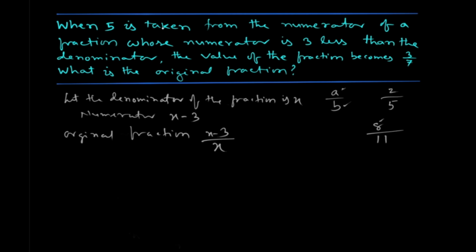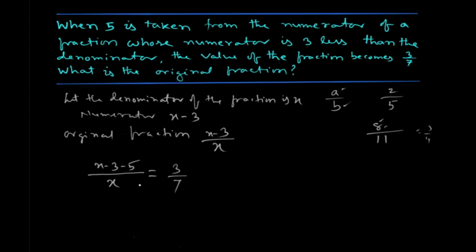He is again saying that when 5 is taken from the numerator, suppose from this numerator 5 is deducted, then it will be 3 by 11, like that. It may be something else, this is just an example. So if 5 is taken from the numerator, then it will become x minus 3 minus 5, and the denominator remains the same. He is not saying anything about the denominator, so it is x. And he is saying that after taking 5 from the original numerator, the value of the fraction becomes 3 by 7.